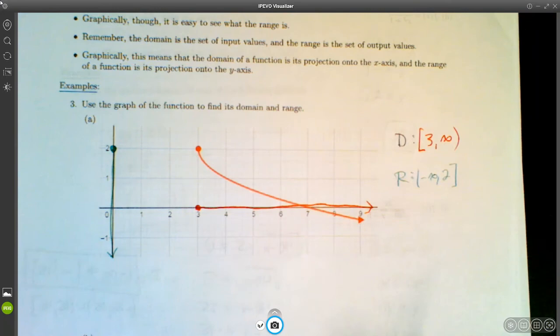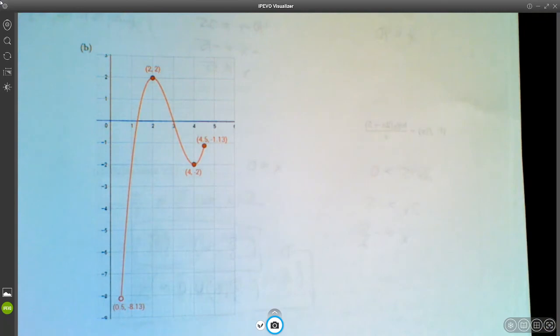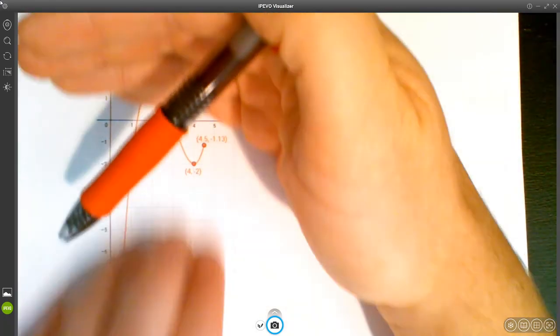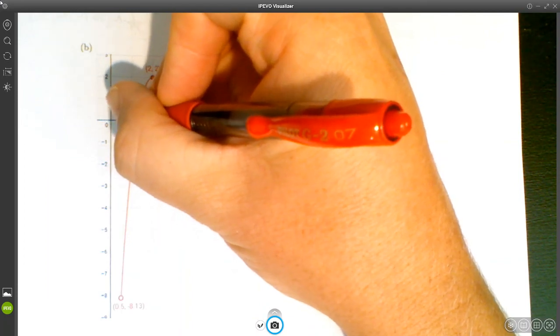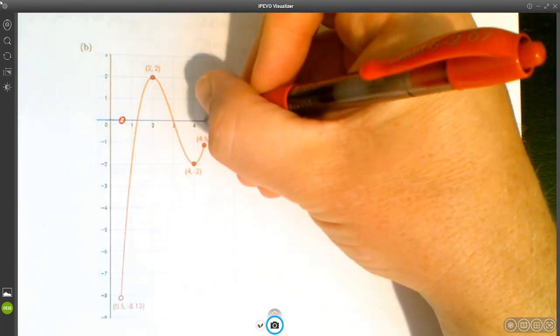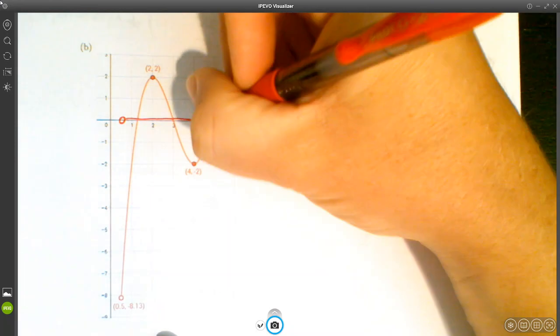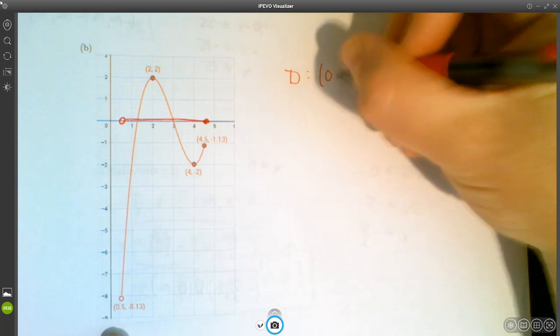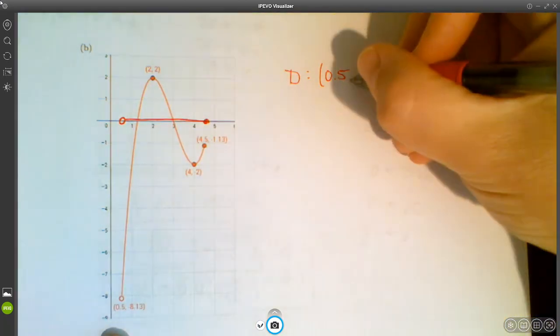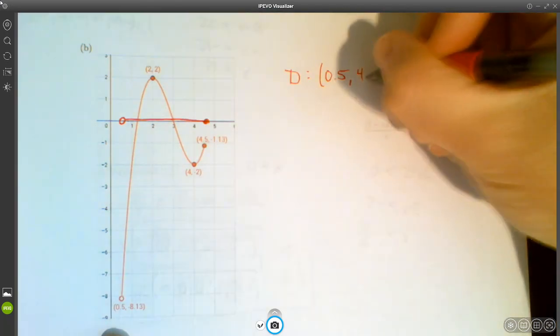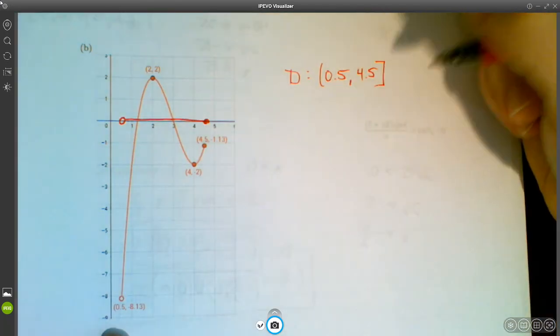Let's look at another one of these, and then that'll do it for this section. Let's see if we can find the domain and range of this function. So again, for the domain, if I imagine squishing this onto the x-axis, I'm going to start here at 0.5, and I'm going to end here at 4.5. Okay, so the domain is going to be everything from 0.5, not including the 0.5, right, open circle, up to 4.5, including the 4.5. Right, so I get a bracket there.